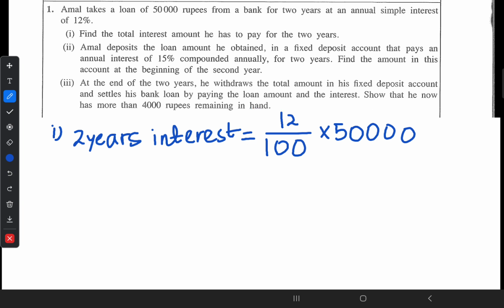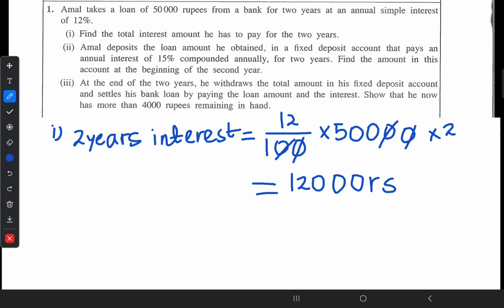Now we are considering 2 years, so you should multiply this value by 2. Since it is simple interest, you can directly multiply this by 2. That will give you 6,000 and then 12,000 rupees. 12,000 rupees is the amount he has to pay as interest for 2 years.